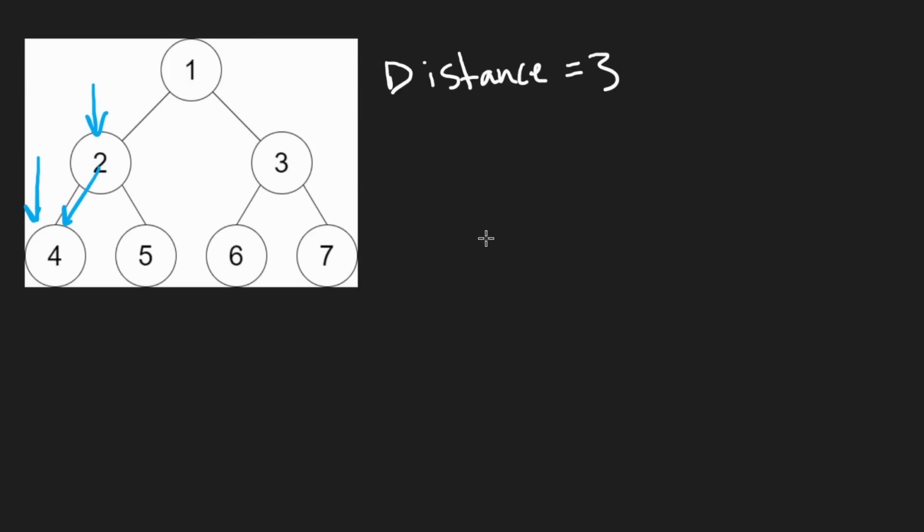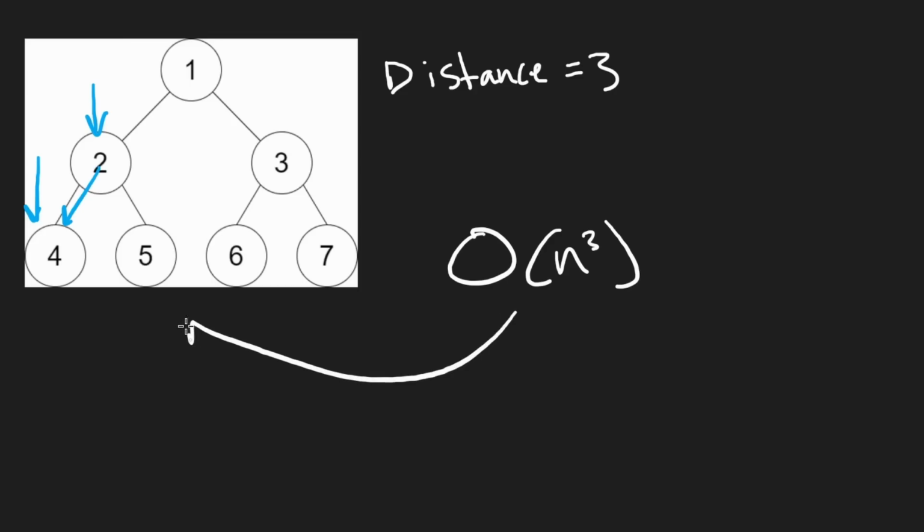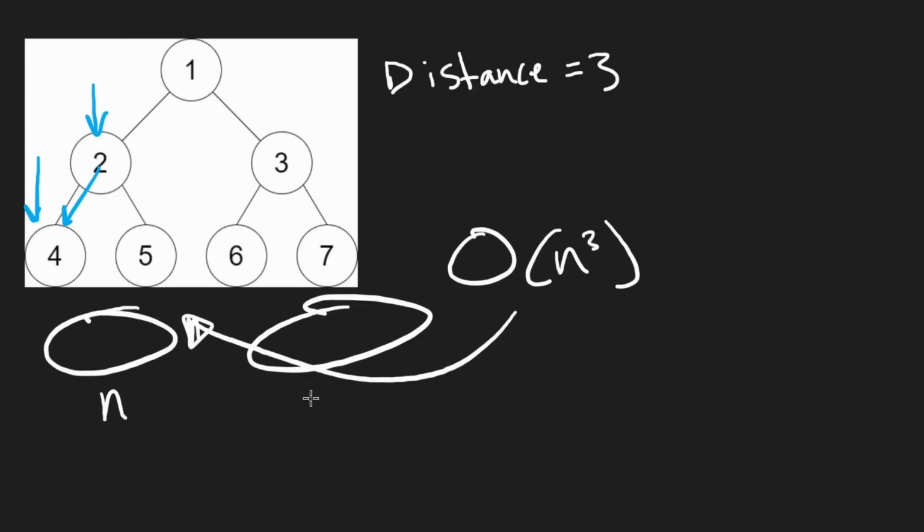Now, technically, the solution I've shown you so far is n cubed, because the number of pairs that could be returned from each left and right subtree could be n, or roughly n, not literally n, but proportional to n.